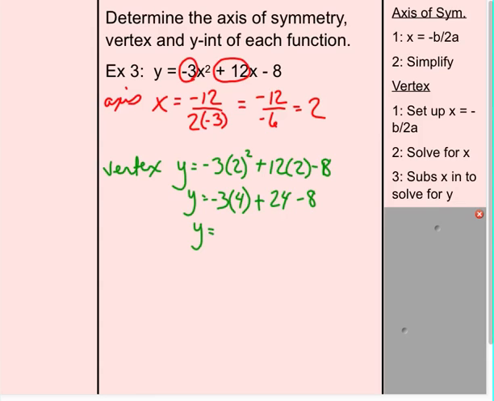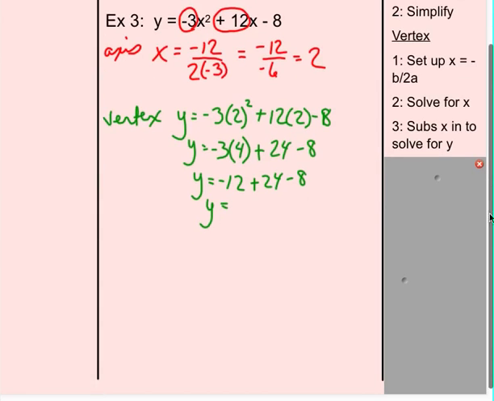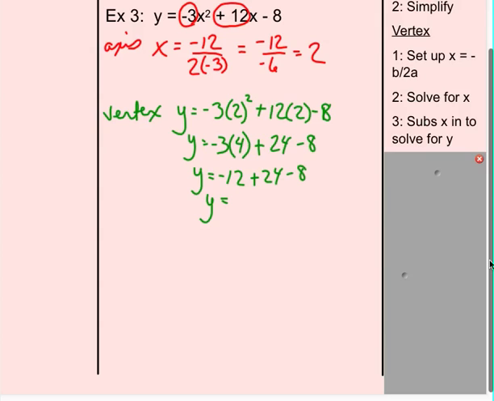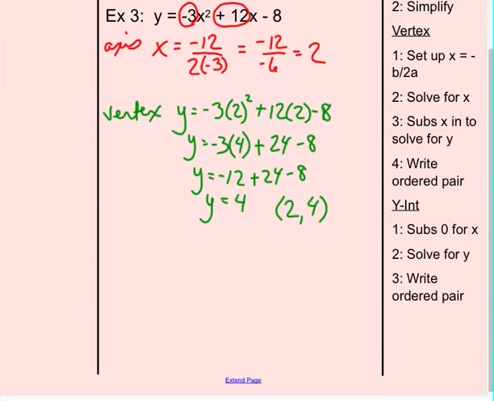Now we have to do our multiplication first. Negative 3 times 4 is negative 12. And then we have to add and subtract left to right. So negative 12 plus 24 is 12. Minus 8 is 4. So the coordinates for my vertex, we've got 2 for x, 4 for y. And our y-intercept, we're going to do our shortcut again. The y-intercept is the one value that does not have an x being multiplied by it. So our y-intercept is negative 8. Writing that as an ordered pair, we substituted 0 for x to get negative 8 for y.